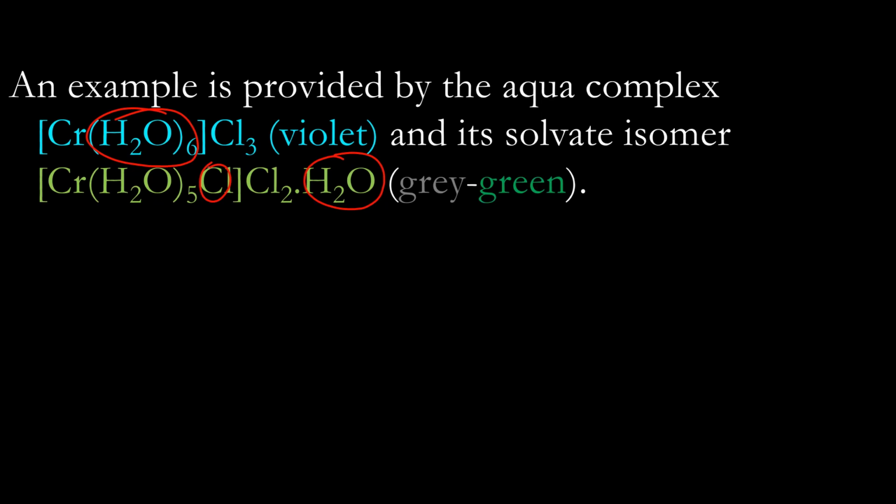In ionization, what happened? One ion came outside, the other one moved inside. That's what happened in case of ionization. This is similar to that one. We don't call it ionization because here the movement is of H2O along with ion. So that's why we call it solvate. And if it is H2O, then it is commonly known as hydrate isomerism.